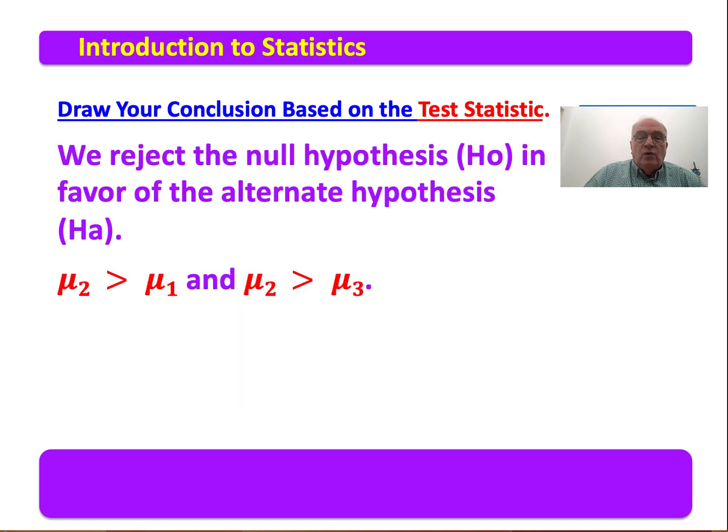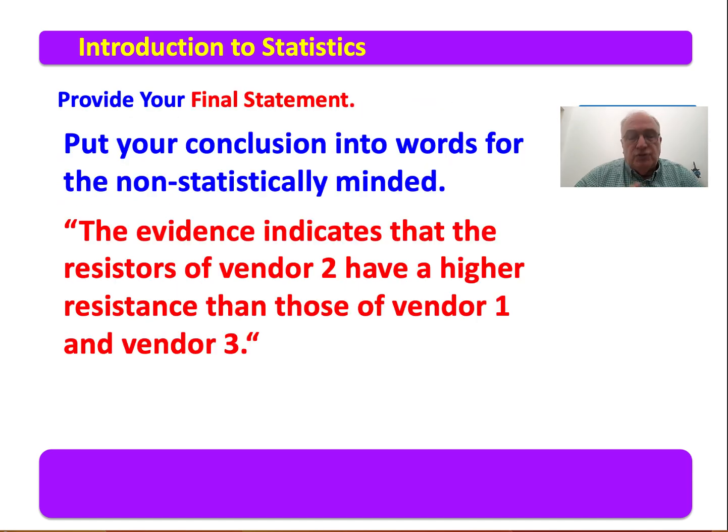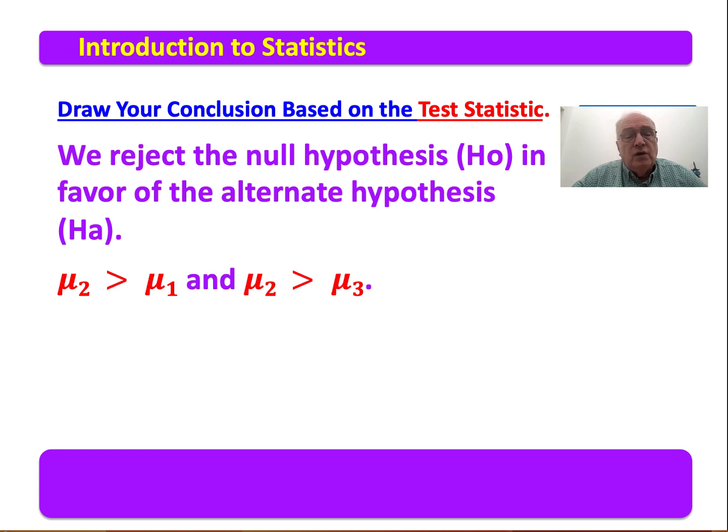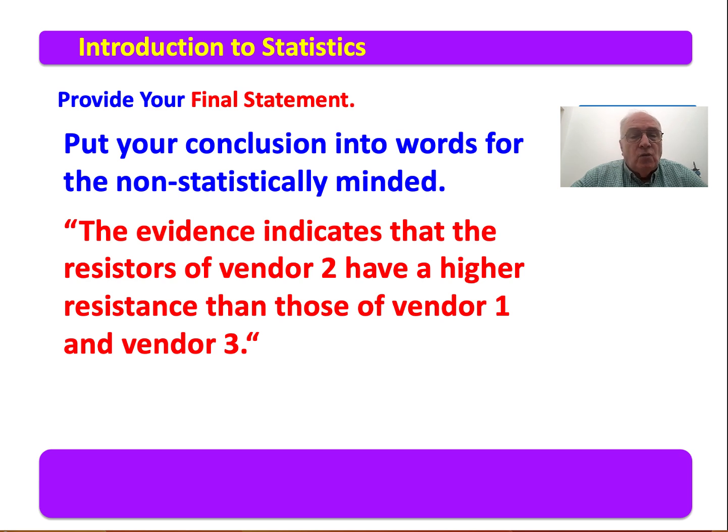Now, what we found is that in our decision, we're going to reject the null hypothesis in favor of the alternate because our significance was less than 0.001, and we established that mu 2, the resistors 2, are greater than resistor 1, and resistor 2 is greater than resistor 3. So our conclusion is reject H0, and mu 2 is greater than mu 1, and mu 2 is greater than mu 3. Now, you put your conclusion into words for the non-statistically minded. The evidence indicates that the resistors of vendor 2 have a higher resistance than those of vendor 1 and vendor 3. Based on the findings of the ANOVA that we conducted, all things being the same, vendor 2 produces a better resistor than vendor 1 and vendor 3, so we would purchase those from vendor 2.